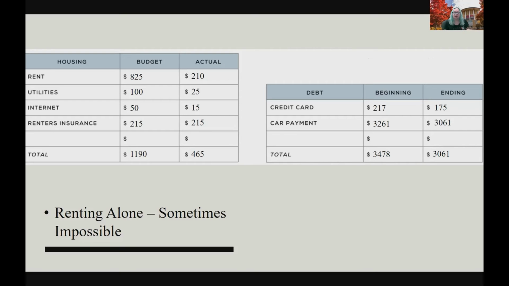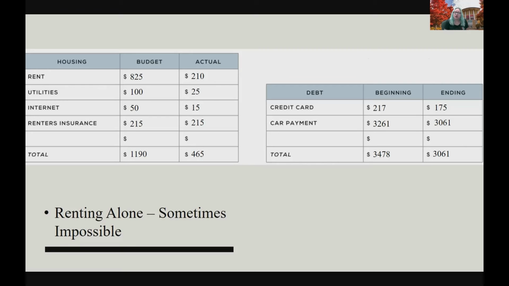Utilities, internet, and the renter's insurance are all about the same. The thing with renter's insurance is that it's for each individual, so you pay for yourself. You can't split that with roommates. But per month, this apartment or house is about $1,200, and this person is only paying about $465. So it's manageable, but you have to live with other people.